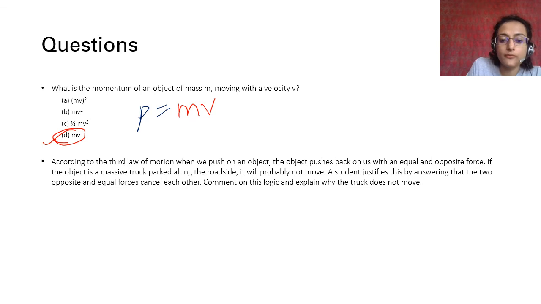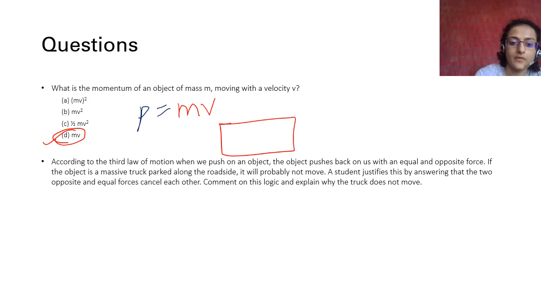According to the third law of motion, when we push on an object, the object pushes back on us with an equal and opposite force, right? If the object is a massive truck parked along the roadside, it will probably not move. A student justifies this by answering that two opposite and equal forces cancel each other. Comment on this logic and explain why the truck does not move.